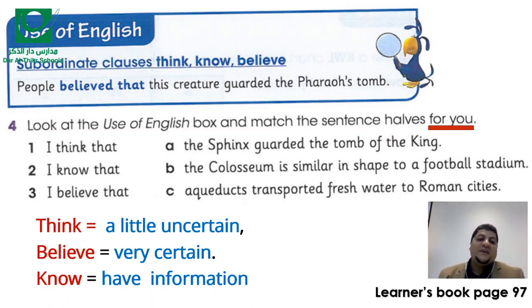For example, you can say, I think that the Sphinx guarded the tomb of the king, if you are a little unsure. If you really know that this is true, you can say, I believe the Sphinx guarded the tomb of the king, or I know the Sphinx guarded the tomb of the king. It's up to you, and then you are going to use it with the three ABC sentences, right? So pause the video, do this, try to use the language, and then come back to me.